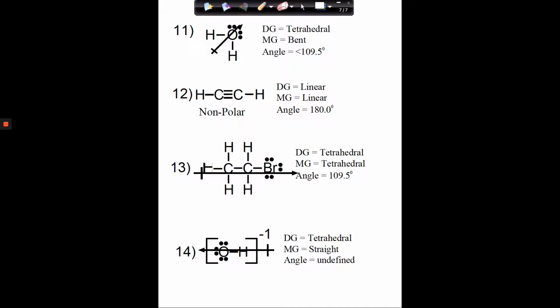Our good friend water, remember that's bent, so we're going to draw it bent. Number 12 is symmetrical and therefore nonpolar. Number 13, that bromine breaks the symmetry, so it's polar towards the bromine.